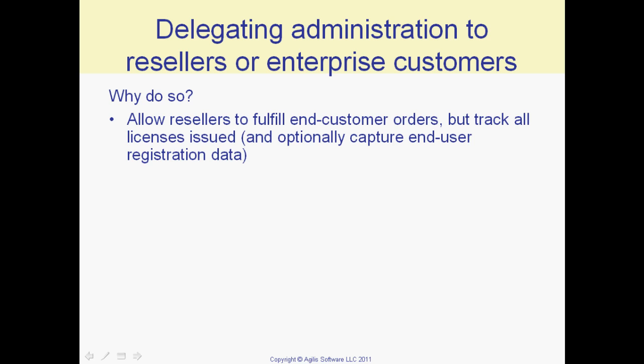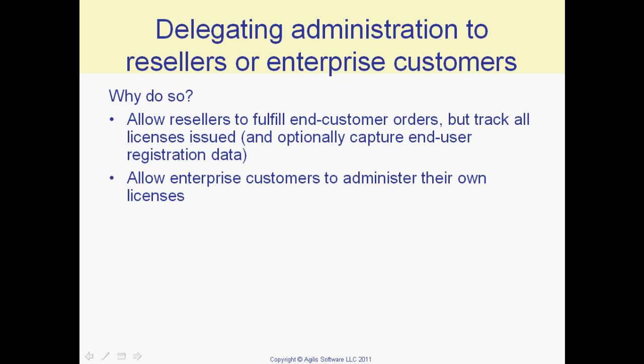With resellers, the issue faced by software vendors is that you may want to delegate day-to-day administration and fulfillment of individual orders to your resellers. However, you also want to track what licenses they've issued, what limits they've set on those licenses, and so forth. And Orion also allows you optionally to capture end user registration information so you can know who all your individual end customers are, their contact details, and so forth.